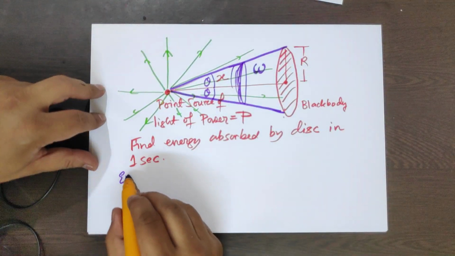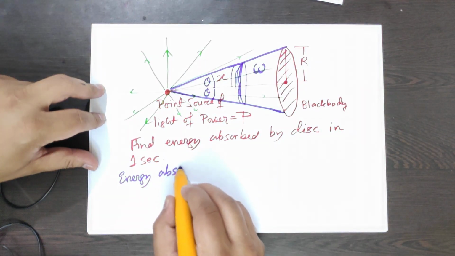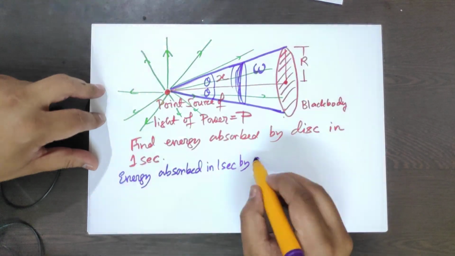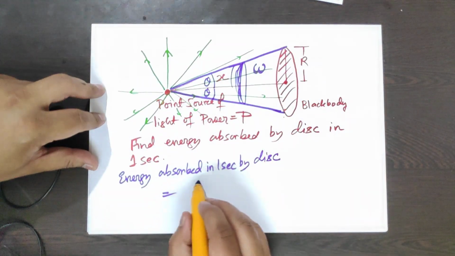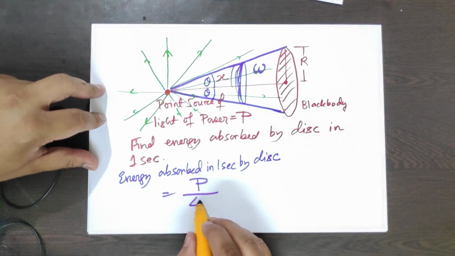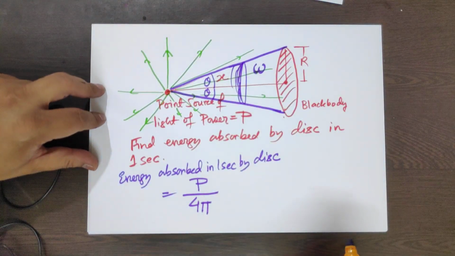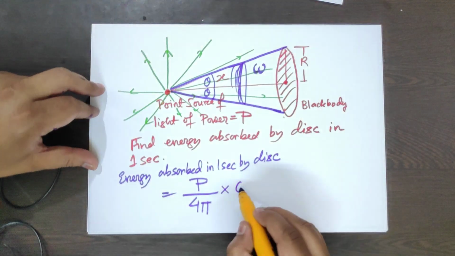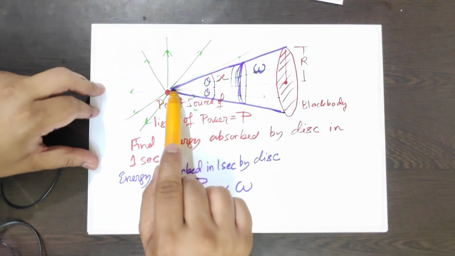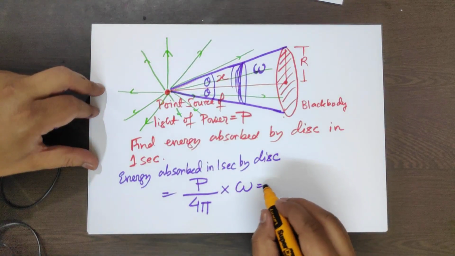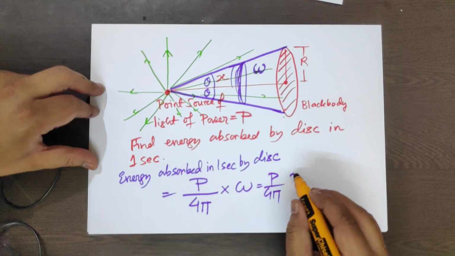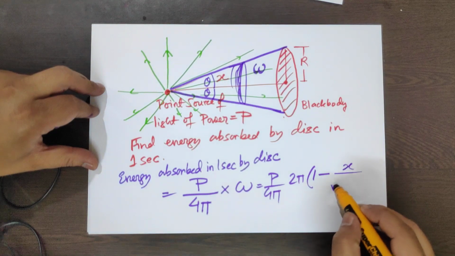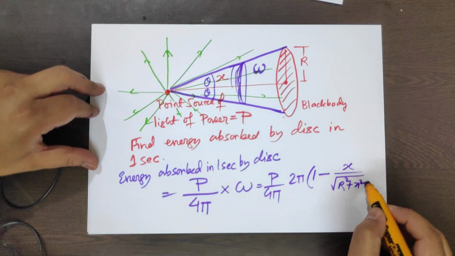So the energy absorbed in 1 second by the disk, we can write, is the total power P divided by 4 pi solid angle, that means the whole solid angle of space, multiplied by the solid angle subtended by the disk at the point source. So here you get P by 4 pi into the solid angle, which is 2 pi (1 minus cos theta), and cos theta is x by square root of r square plus x square.